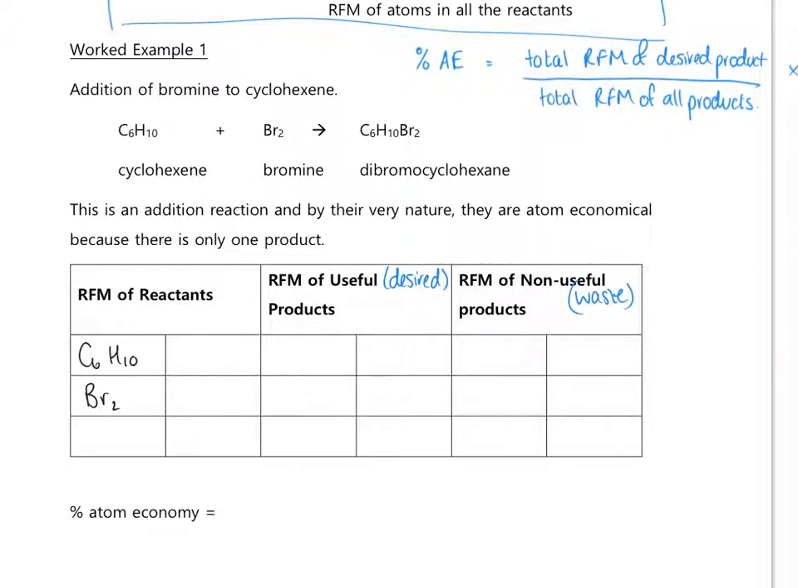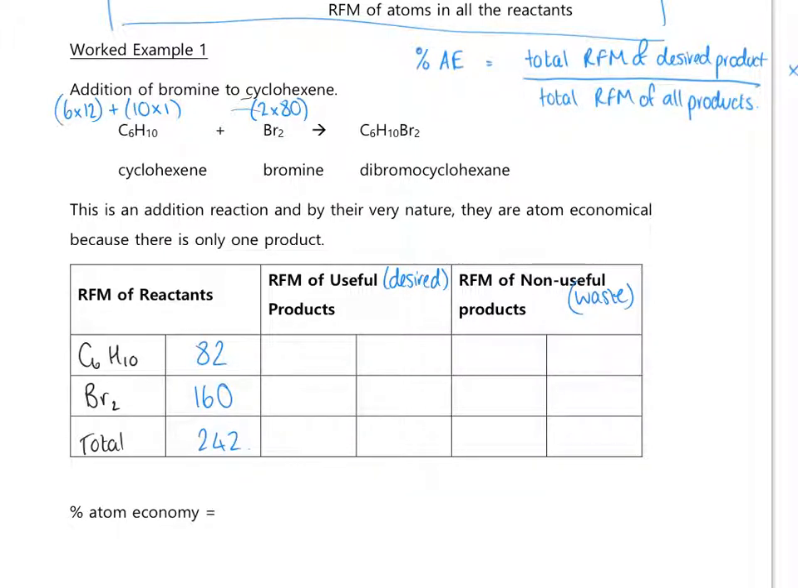Well, for cyclohexene, we have 6 carbons, each with a mass of 12, and we have 10 hydrogens, each with a mass of 1. If you put that into your calculator, that should work out as 82. Bromine, we have 2 bromine atoms, each with a mass of 80, and that gives us an RFM of 160. So our total RFM of our reactants is 242.